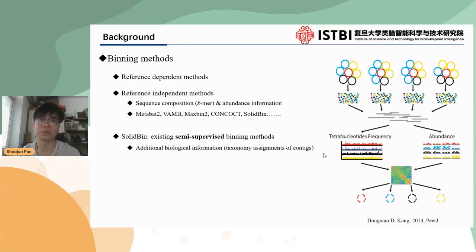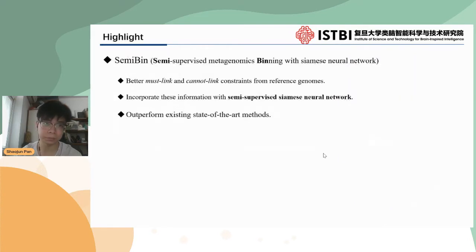One exception for now is SemiBin, the only existing semi-supervised binning method, taking advantage of must-link and cannot-link constraints from additional information, such as taxonomic assignments of contigs. So here we introduce SemiBin, a novel semi-supervised metagenomic binning tool.